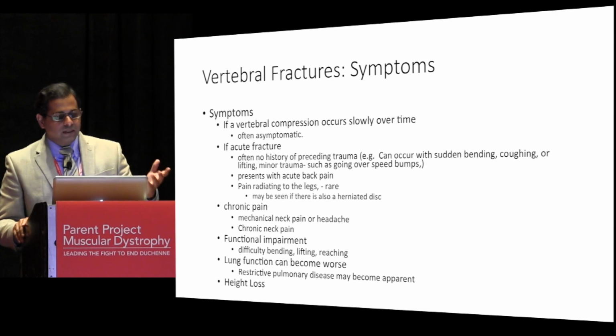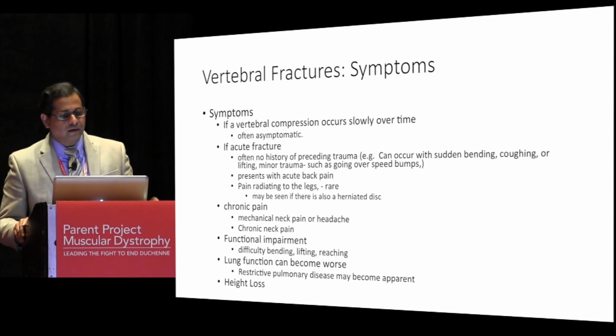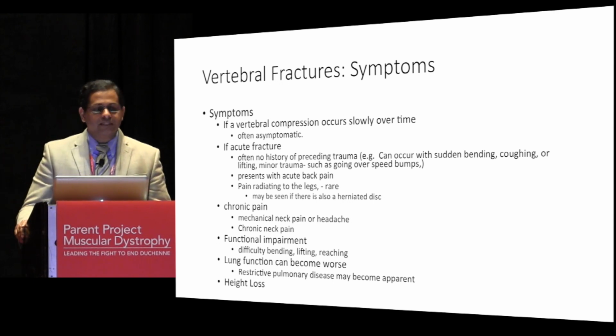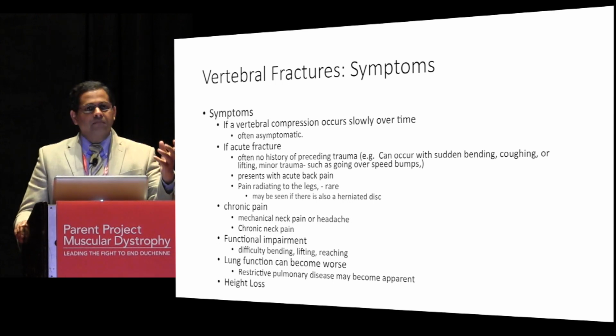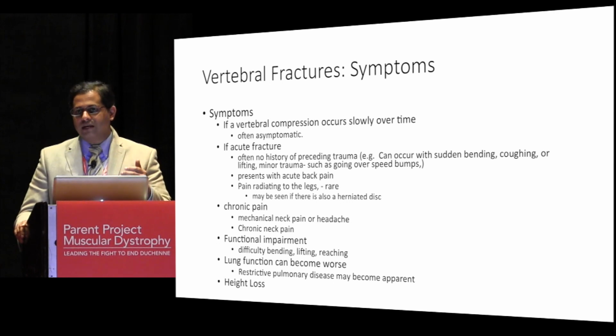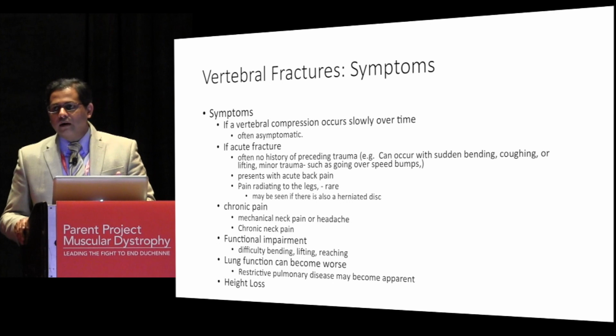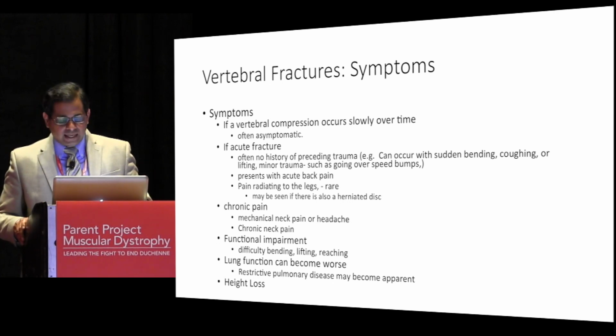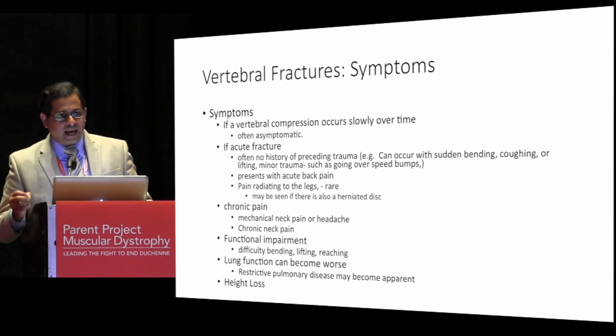So sometimes, like I said, most often the vertebral fractures are slow. They're often asymptomatic. You don't have any symptoms. But sometimes it can be acute. And if it's acute, you may have even very minor trauma causing it. This is particularly important for people who are on steroids. Patients who are taking steroids are more prone to vertebral fractures. But it can also happen with other patients who have Duchenne muscular dystrophy. So it can happen even with limited acute back pain.